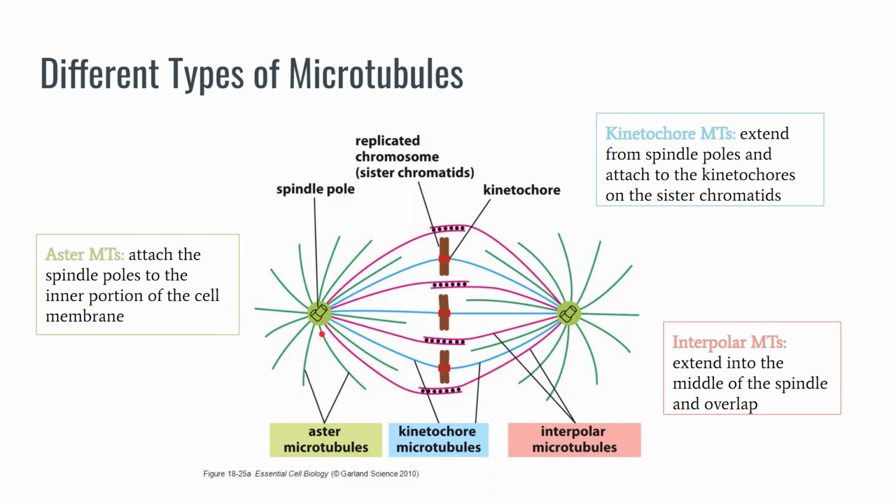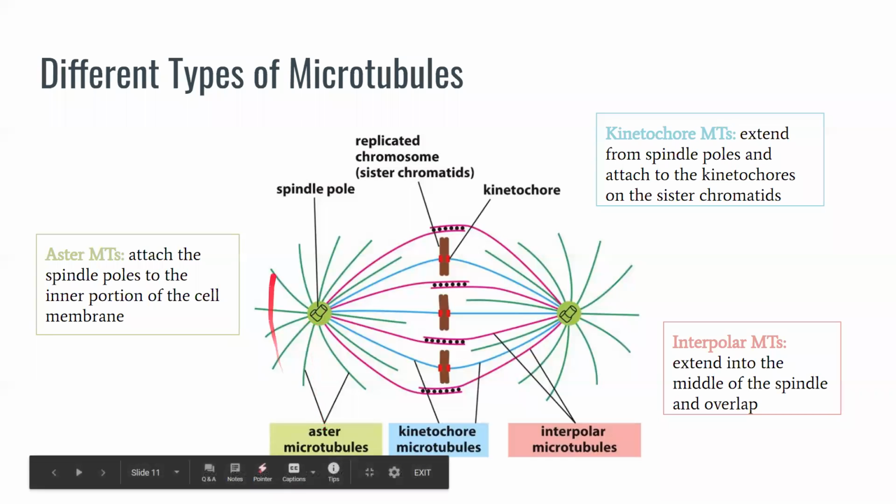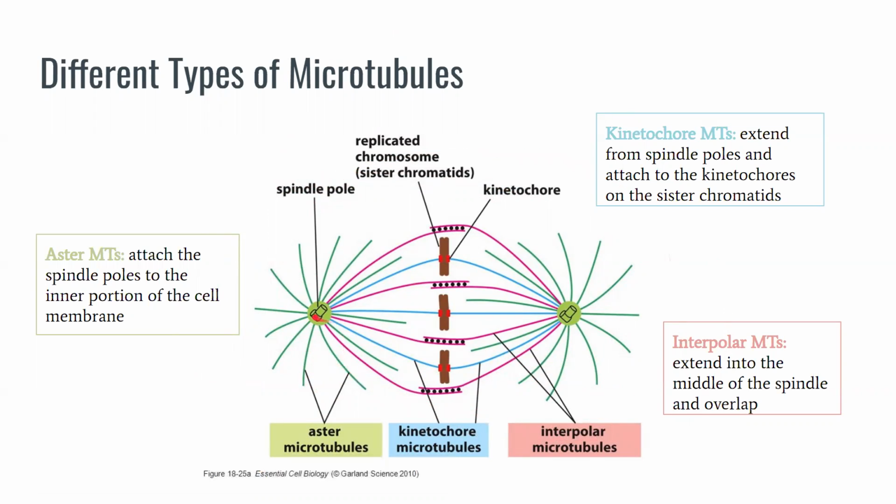to the inner portion of the cell membrane. So here's your spindle pole, and the aster microtubules, which are here in green, extend out to the cell membrane. The cell is not in this picture, but you have the cell membrane just around it. And that's where the aster microtubules attach, to the inner portion of it. They don't go outside of the cell.